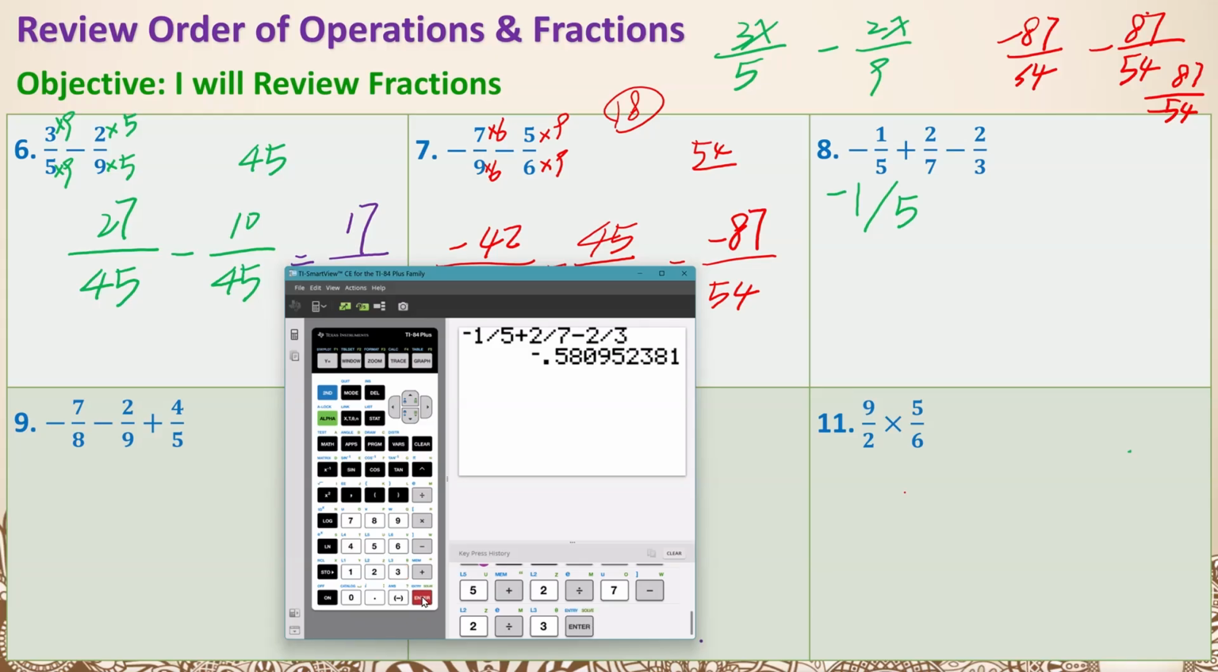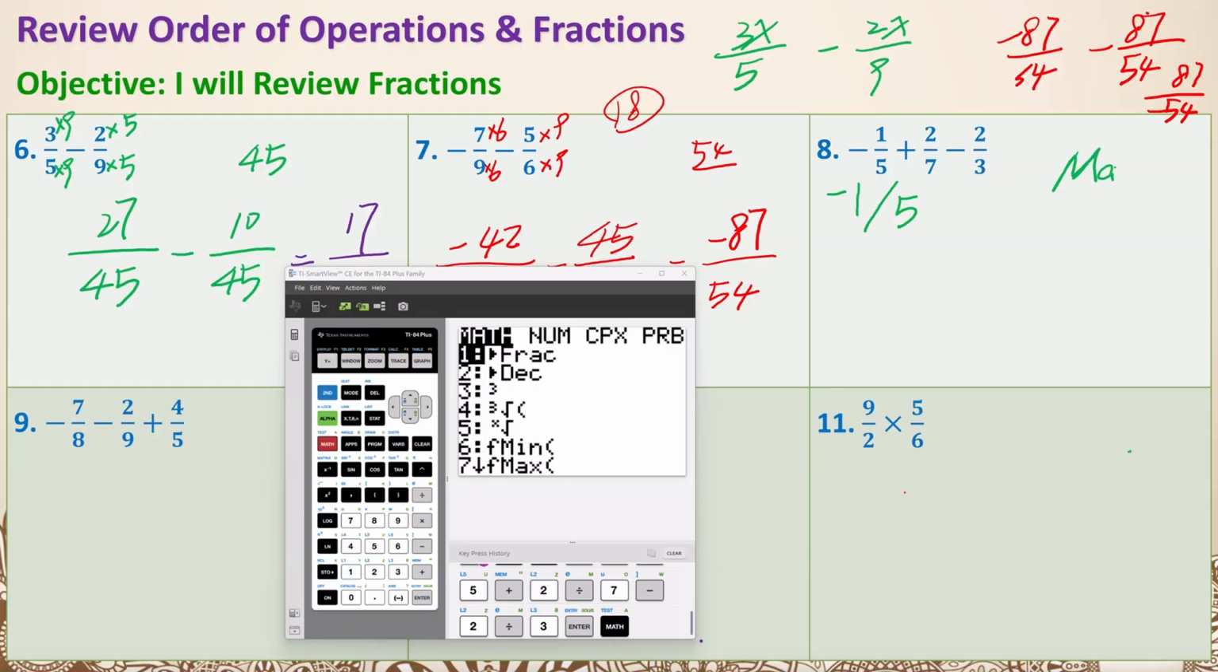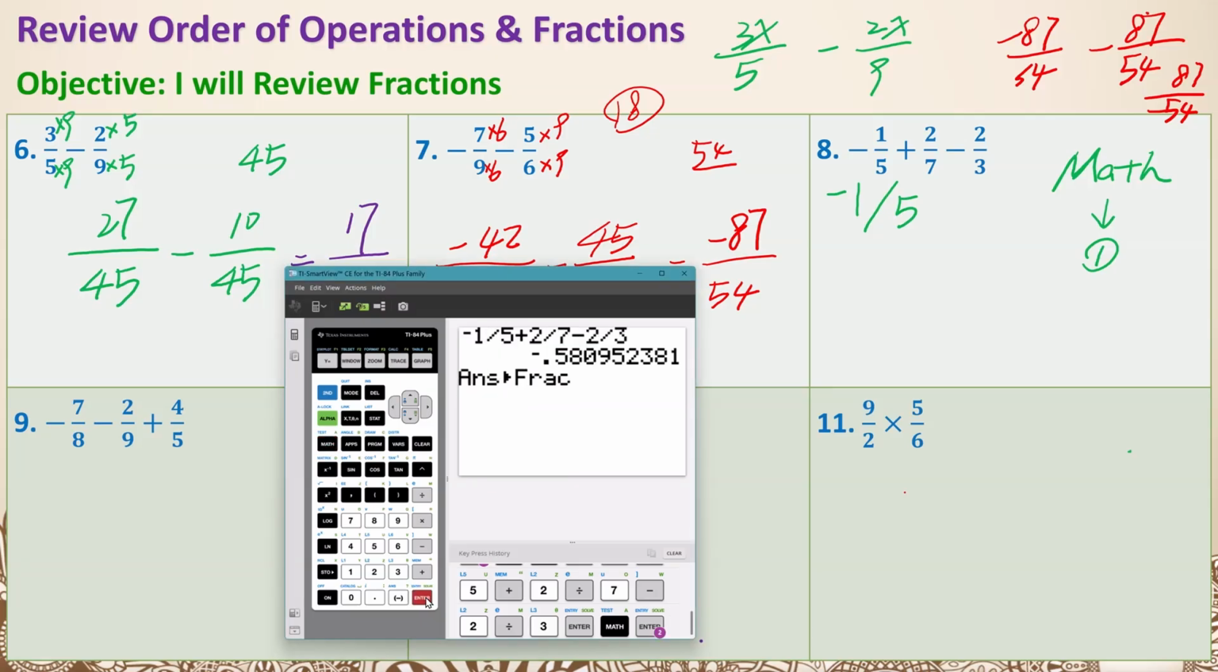And that is going to give us a decimal. Next, we're going to need to press math. So math, and then we're going to choose the first one. That is going to change our answers into fractions. For this year, unless specified, we are going to always get the fraction answers without rounding, because that's more precise. So we're going to choose the first one, and now it's going to give us the fraction. So number 8 is -61 over 105.